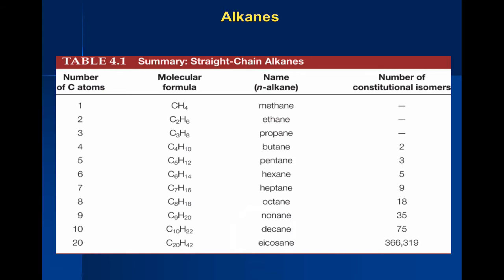20 carbons is a small molecule, and there are 366,000 different ways to make molecules from those. That's kind of cool, right? There's no other element on the periodic table that can do this. That's why I love carbon, okay? That's why you should love carbon.